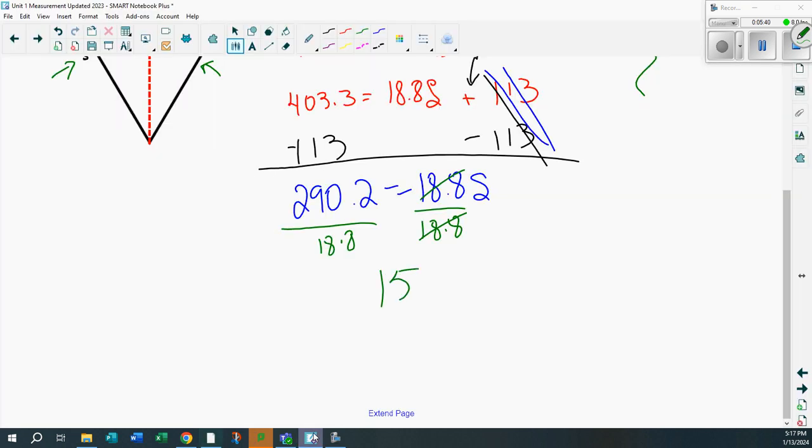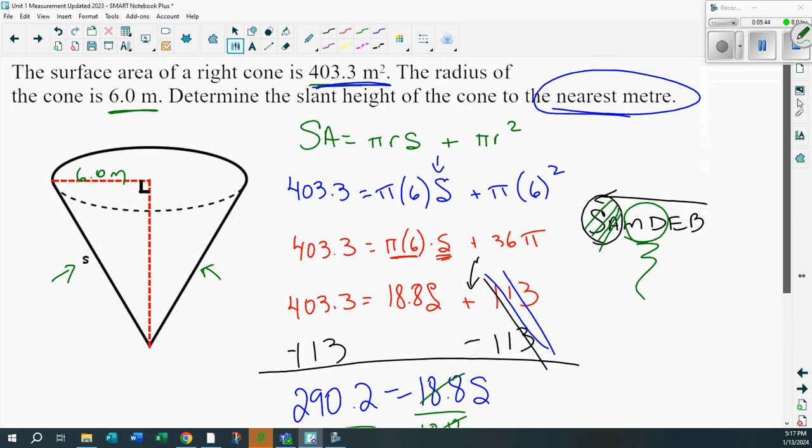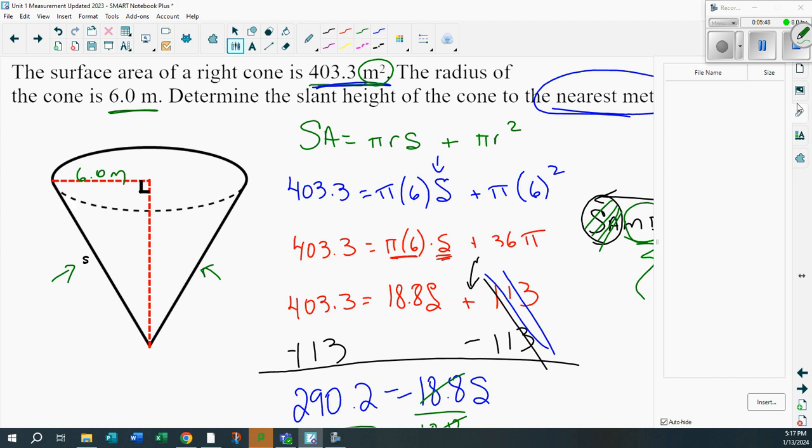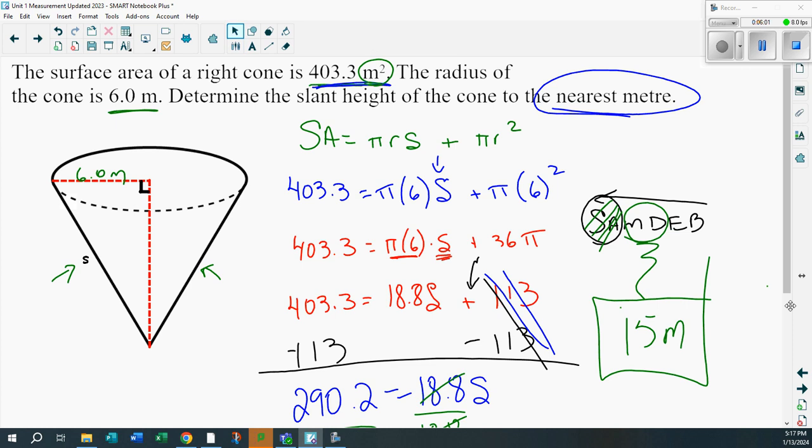15. But 15 what? Go back and figure out what units you're in. Your units here, go right back to the question, is in meters. So that means that this guy here is in meters, 15 meters. Ta-da! There's your question, there's your answer, there's your algebra, there's everything else that goes with it. Groovy.